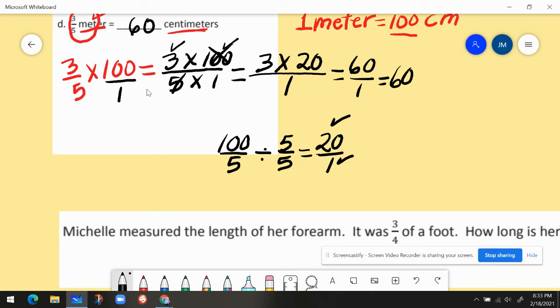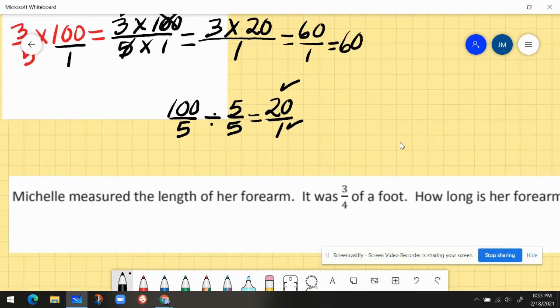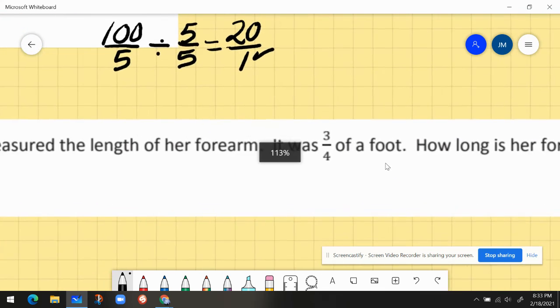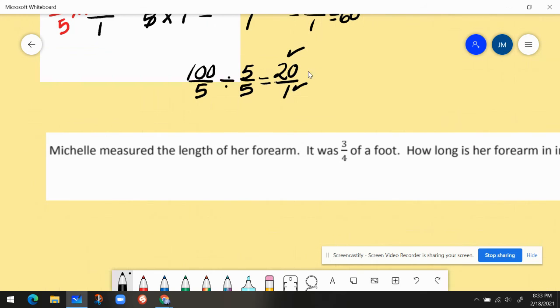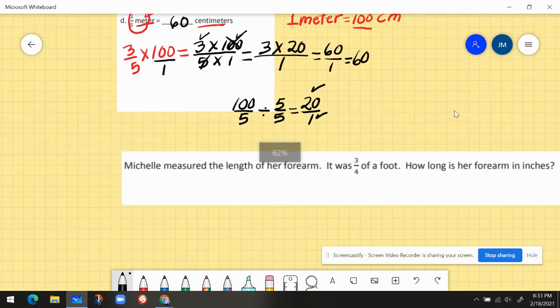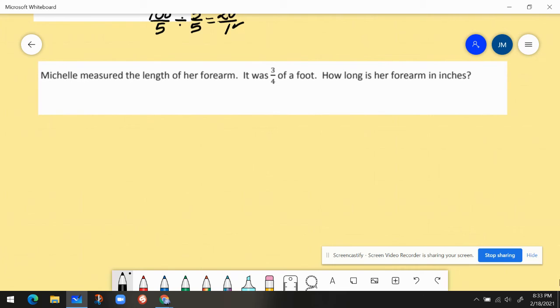Okay, let's continue to practice. Rewind this video if that was not clear. Go back and look at the steps that you need to look at carefully. All right, now this one is a word problem, but it's the exact same process. So let's look at this one.